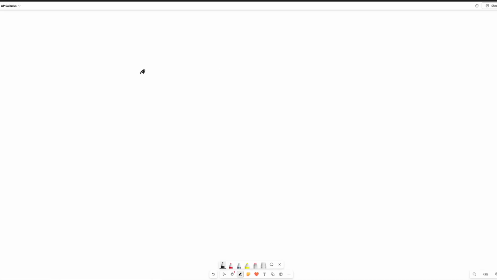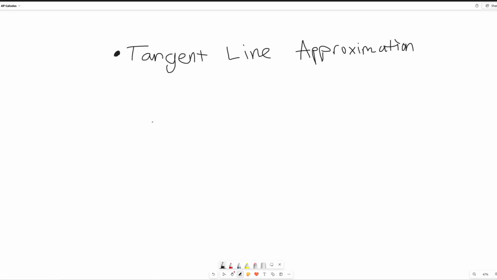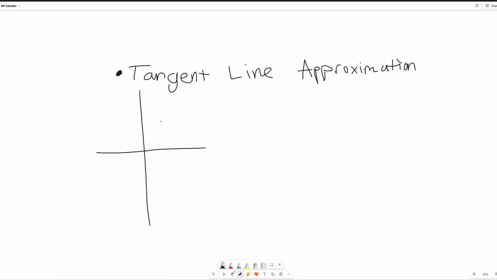Okay, we're almost out of the woods. Now we have just two pretty easy topics left. So, this is tangent line approximation. So, if you have a function, let's say x squared plus 2. Love using x squared. Or x squared, I guess not plus 2. You just have x squared.